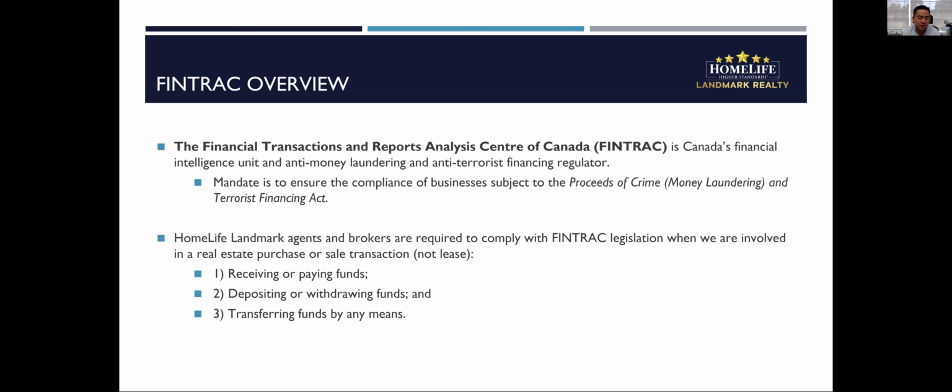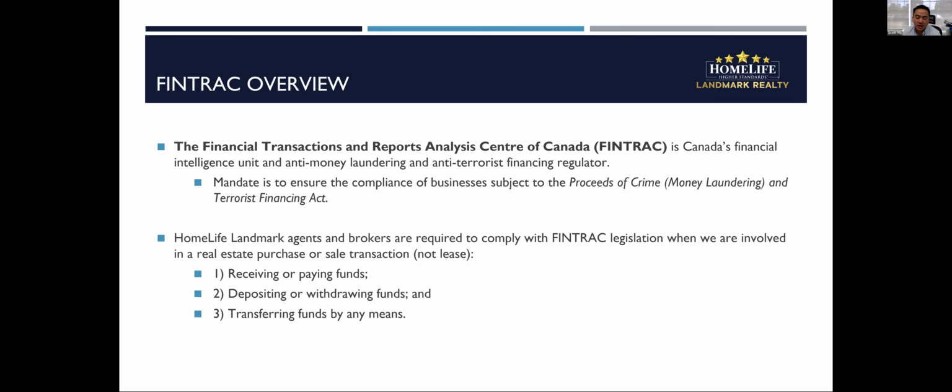So moving ahead, Fintrac. Hopefully everyone knows what Fintrac is. If you don't, this is a very helpful slide here. Fintrac is the Financial Transactions and Reports Analysis Centre of Canada. They're responsible for Canada's anti-money laundering and anti-terrorist financing regulations, and their purpose is to ensure all businesses comply with the Proceeds of Crime, Money Laundering, and Terrorist Financing Act.